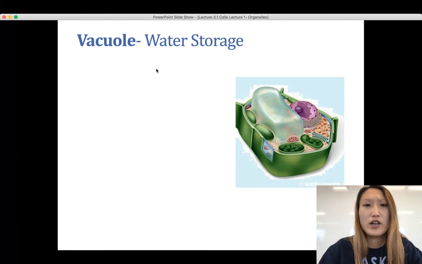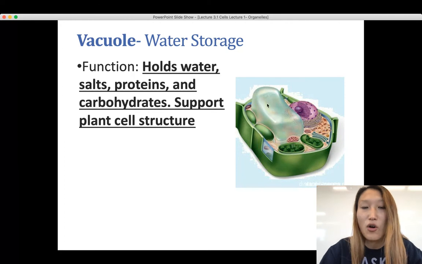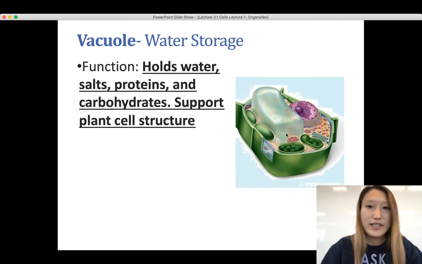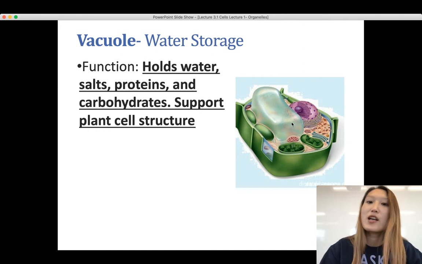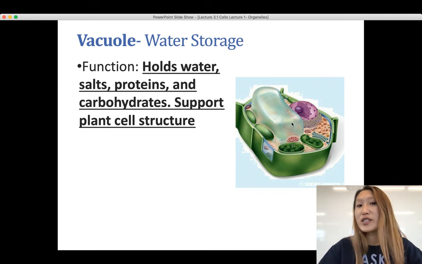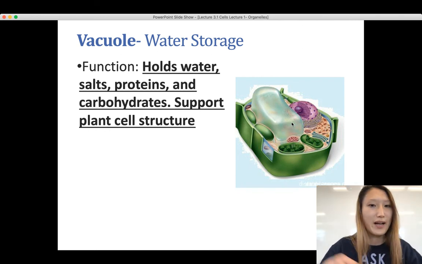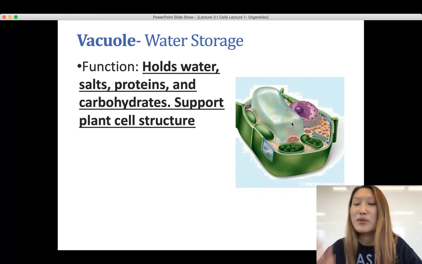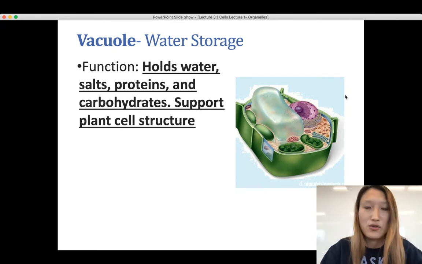Vacuole is in charge of water storage. So, as you can see on the right side, there's a picture of a plant cell. So this plant cell has a very large central vacuole, okay? It serves a few things. It holds water. It's kind of like a water tower. It holds water for the plants. Water is used during photosynthesis. Plants do lots of photosynthesis, right? So it has to have water. It has to have a supply of water at all times in order to survive.